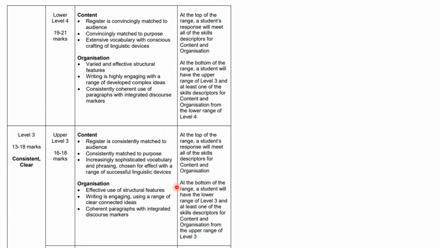Then we have organisation, so how we organise the content and the ideas. So effective use of structural features, those things like discourse markers, paragraphs, for example. Writing is engaging using a range of clear and connected ideas. So that's about what we include, and the notion that our ideas need to be connected. It's not just 4 separate paragraphs, the paragraphs are blended together.